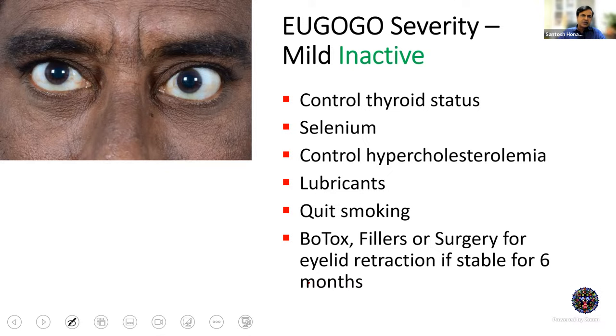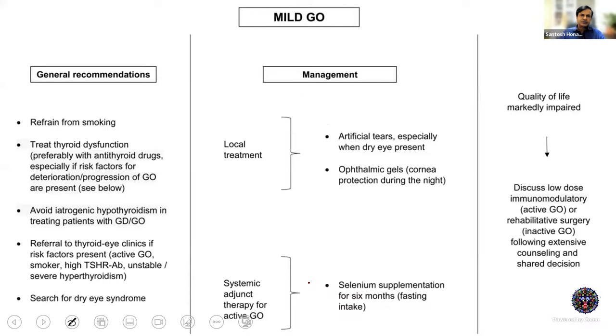This is an emerging risk factor. If a patient has high LDL, then that is supposed to affect the control of patients in terms of activity and also increase the chance of patient having peaks of activity after having a reasonable amount of course of remission. Use lubricants, quit smoking, and you can use Botox, fillers, or surgery for eyelid retraction if stable for more than 6 months. This is for mild disease, which is inactive.